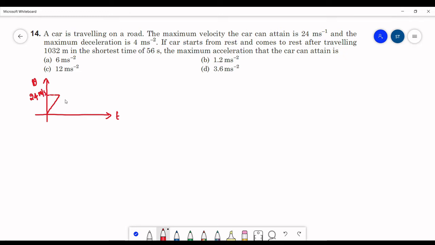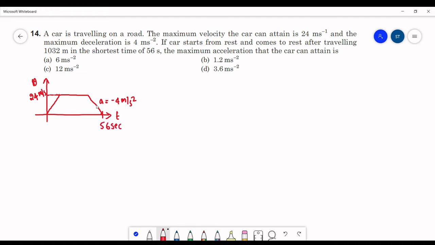Once it attains its maximum velocity, it will continue to move with that maximum velocity for a certain time. After that, it has to decelerate so that it will again come to rest. The deceleration is given as 4 meters per second square. Total time of travel is given as 56 seconds. So here the time will be 56 seconds.